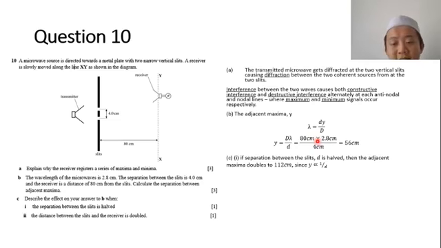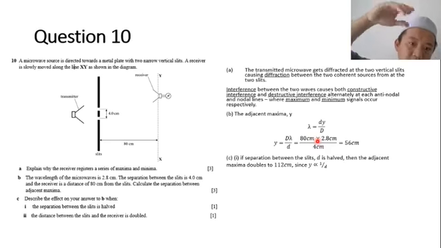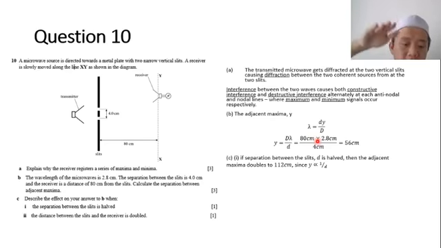If the separation between the slits d is halved, what happens? Then the adjacent maxima doubles to 112 centimeters, since y is inversely proportional to the size of the slit separation. The smaller the slit separation, the longer the adjacent maxima will be. So it becomes larger there. We can't see it, but if it were a light wave, we would see the fringes become wider.